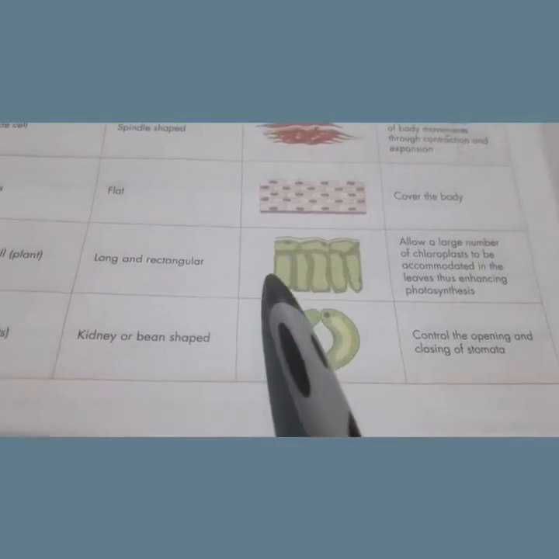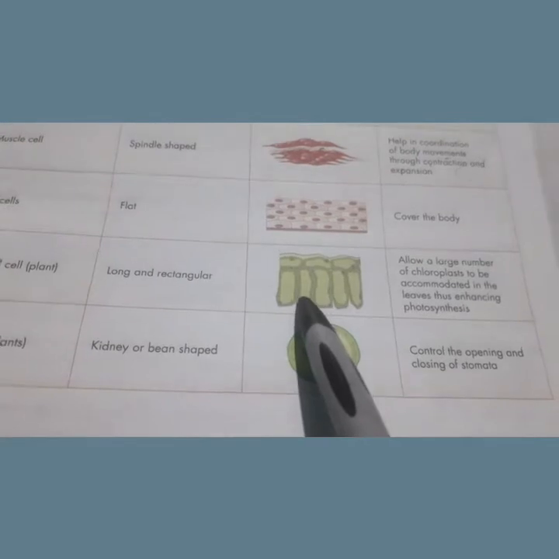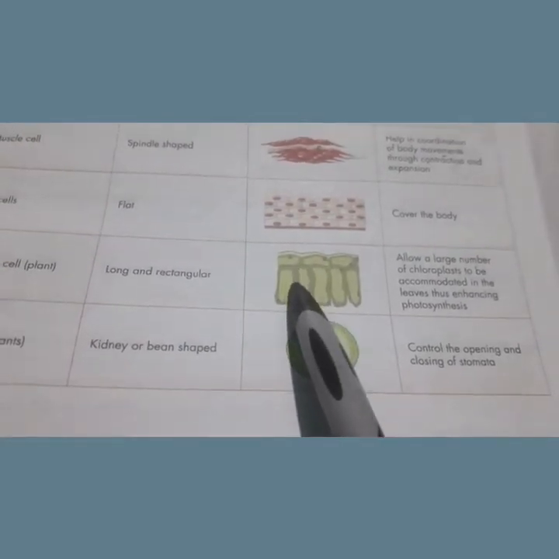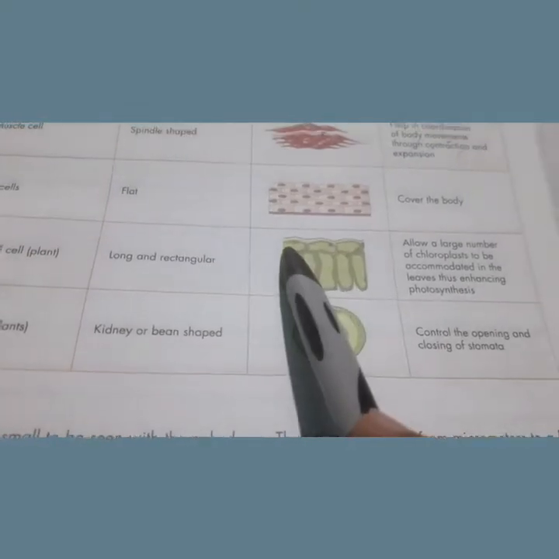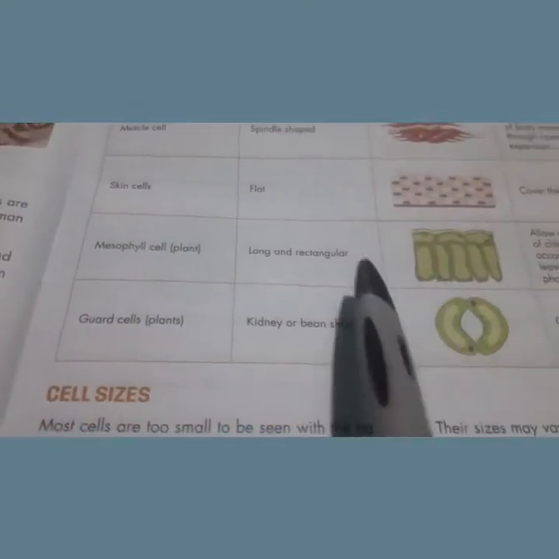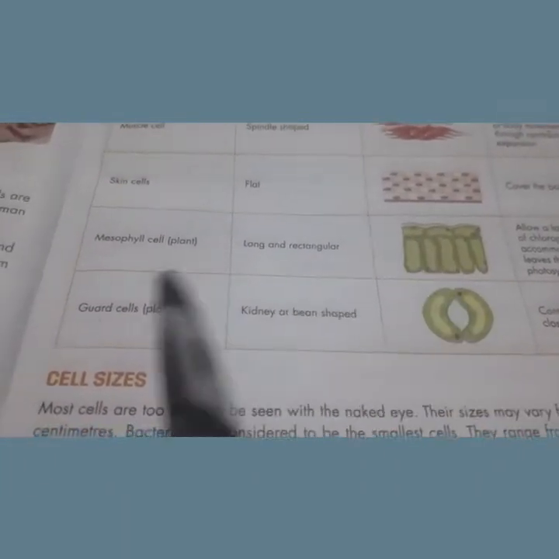So, within these mesophyll cells, chloroplasts are present, which is the main factor for performing photosynthesis. And so, it is only present in the mesophyll cells. That's why it is elongated, to accommodate more chloroplasts.